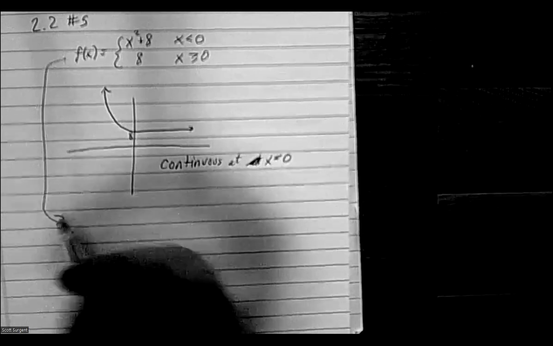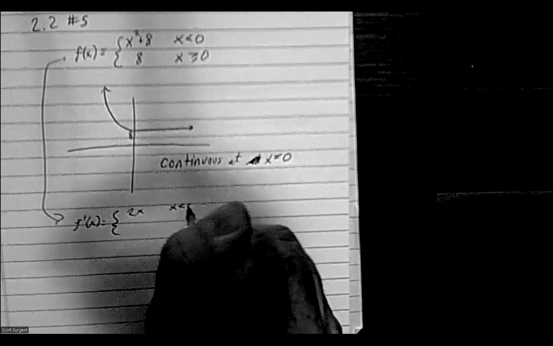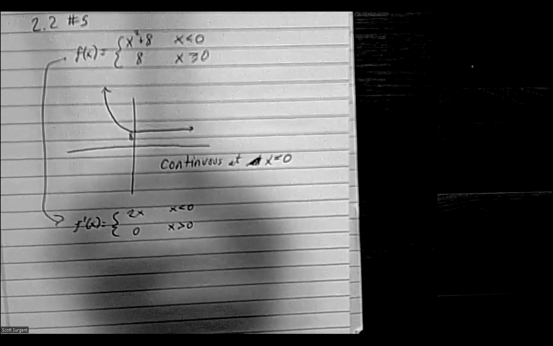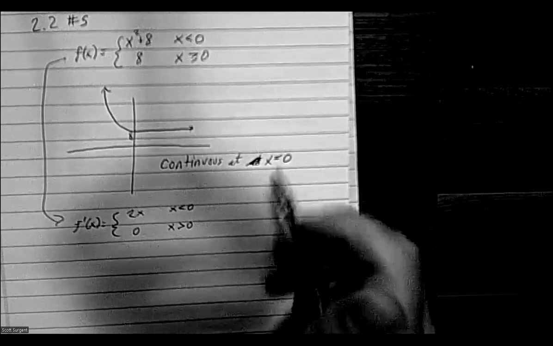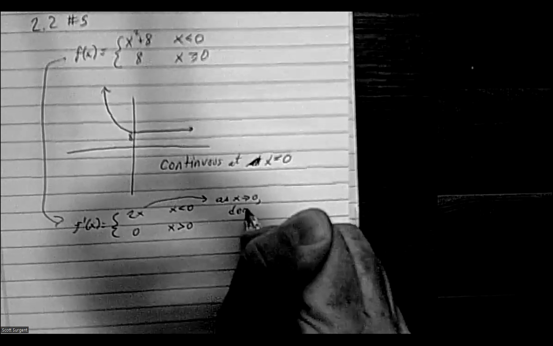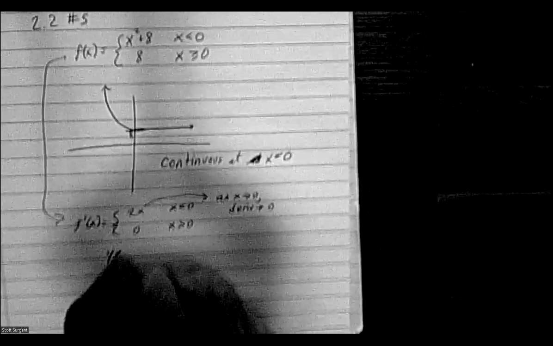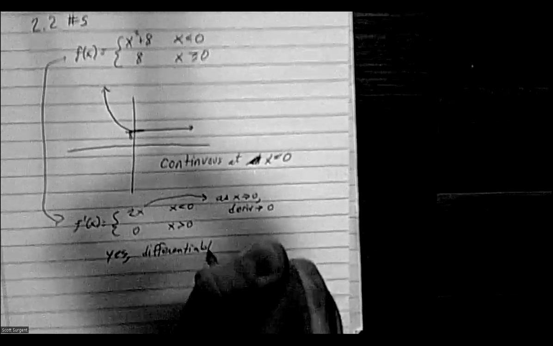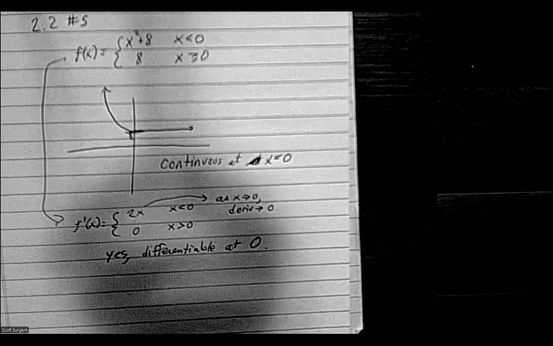If I come down here and I do a derivative, I get 2x when x is less than 0, and I get 0 when x is greater than 0. And technically at 0, I have to be a little careful because that's not yet determined. So what I can do is I can take on the left side, notice that as x approaches 0, the derivative also approaches 0. So actually, in this case, it's 0 on both sides. So yes, it's differentiable at 0. And it is 0, so it actually is the derivative as well.